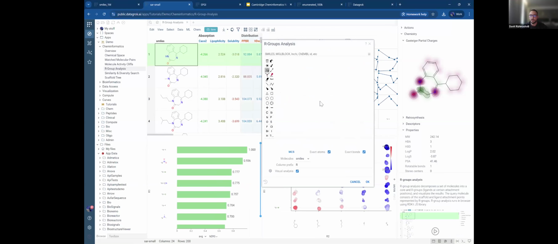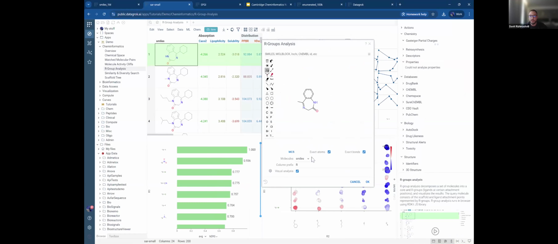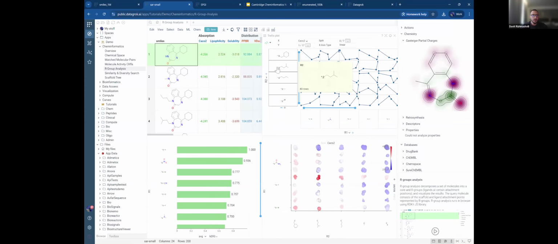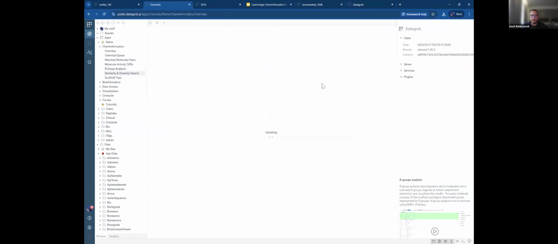So you get a very easy dialog where you can draw out the core structure, or you can just click on the MCS button, and it's going to go through all the molecules and calculate this most common substructure. Next up, we have the similarity and diversity search.